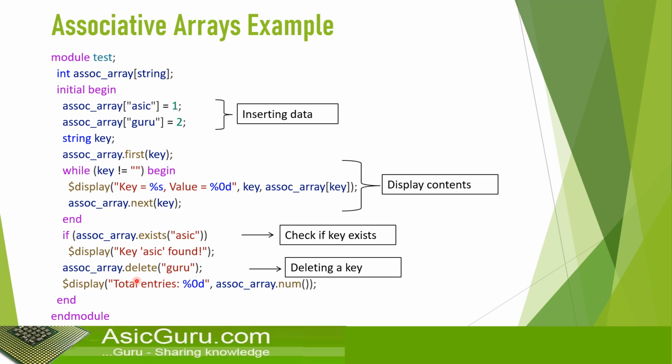Finally, we are using the delete method to remove the key entry Guru. Now we are displaying the total size of the array. The total size is now 1 since we have deleted one entry from the array.